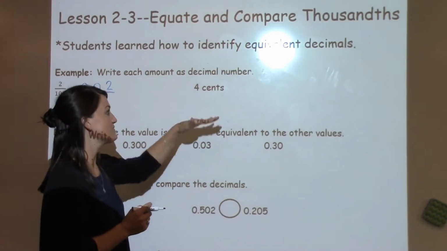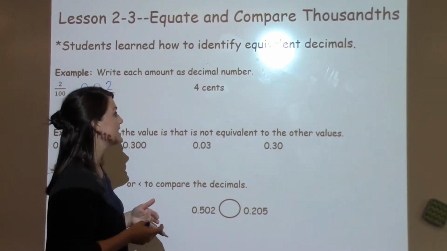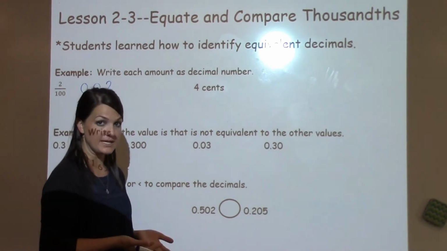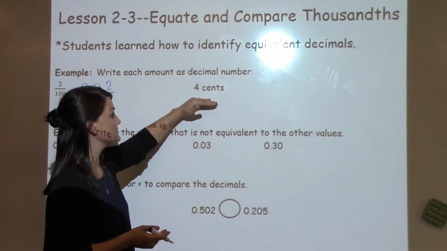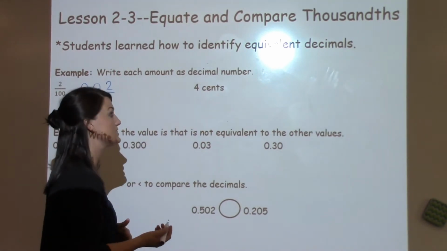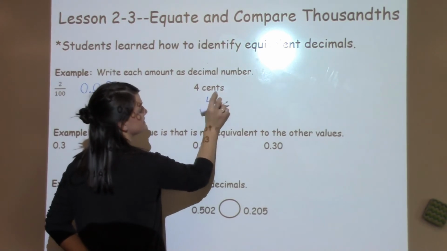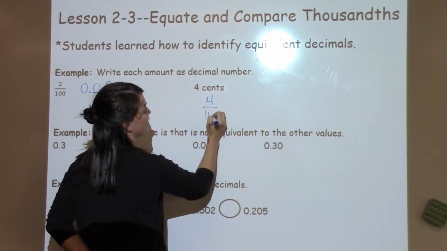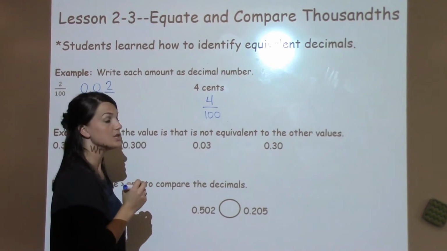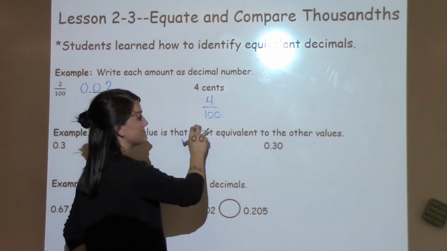The next problem is 4 cents. I need to think about how I can show that as a decimal. When we think about cents and money, we think about place value because 4 cents would be equivalent to 4 pennies. We have 100 pennies in $1 or one whole. So this would just be like 4 cents or pennies out of 100 cents or pennies to make one whole. So now I've shown it as a fraction, let's change it to a decimal.